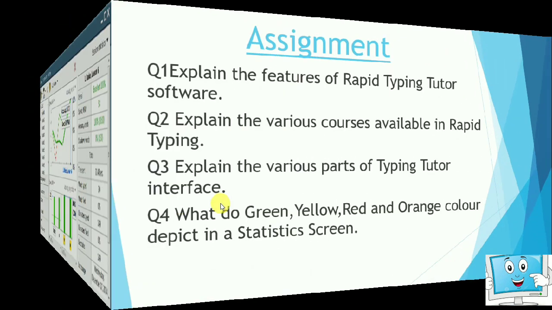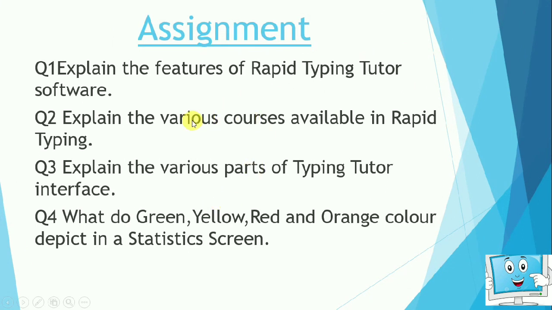Now, based upon all the topics which we have covered today, there is an assignment. The first question says, explain the features of the Rapid Typing Tutor software. That is, what is this software all about, how it helps, whom it can help, from which website it can be downloaded. At least 5 features you have to write down. Second question says, explain the various courses available in Rapid Typing. That is the Introduction and Beginners course, Experienced, Advanced, and the last one is the Testing course. You have to explain them all.